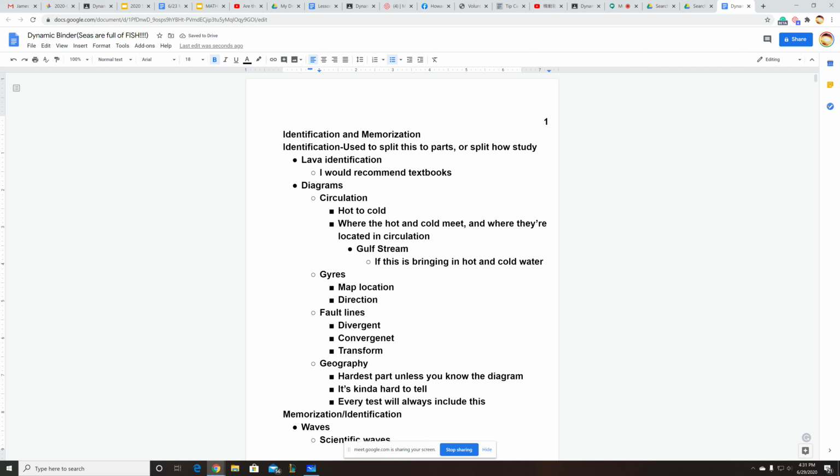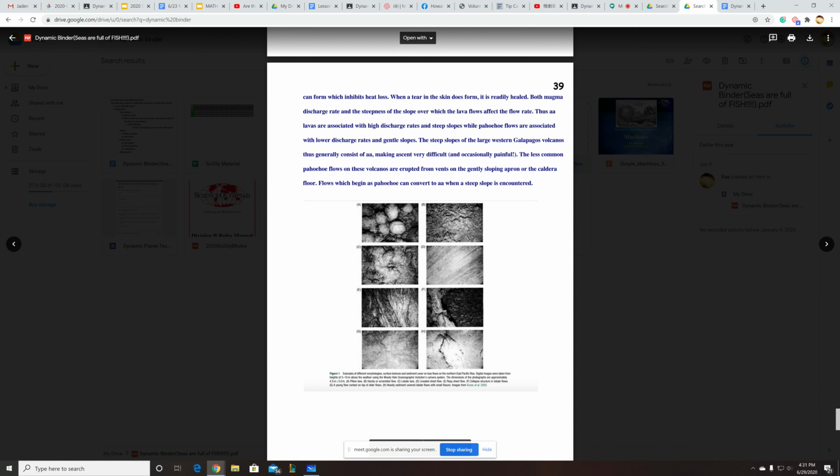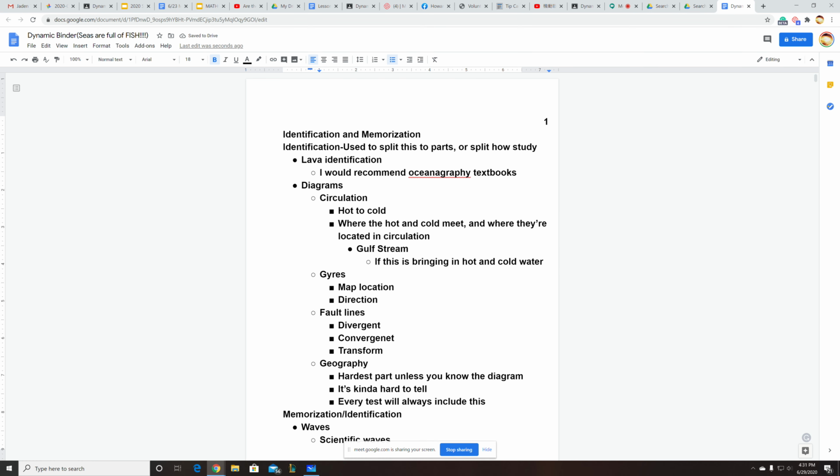But technically, as part of Dynamic Planet, I would usually just recommend oceanography textbooks. I pirated mine, but you shouldn't pirate. You should actually go to the straight source and figure out how to get it. But you can get it from Mr. Mateau. But the key part is that identification is something else. But diagrams, the circulation. I'll probably start explaining that.